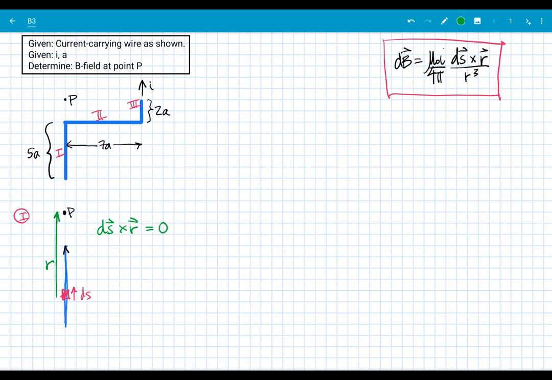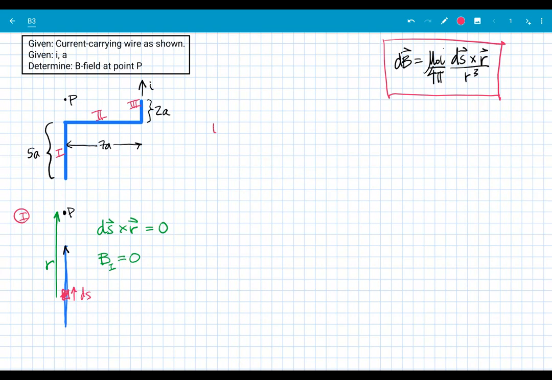So the B field at P due to segment 1 is going to be equal to 0. We're not saying the segment doesn't create any B field. It obviously does, and that would be visualized in concentric circles around the wire segment, but it doesn't have any contribution at point P. So segment 1 is done. Great. Now we move on to segment 2.